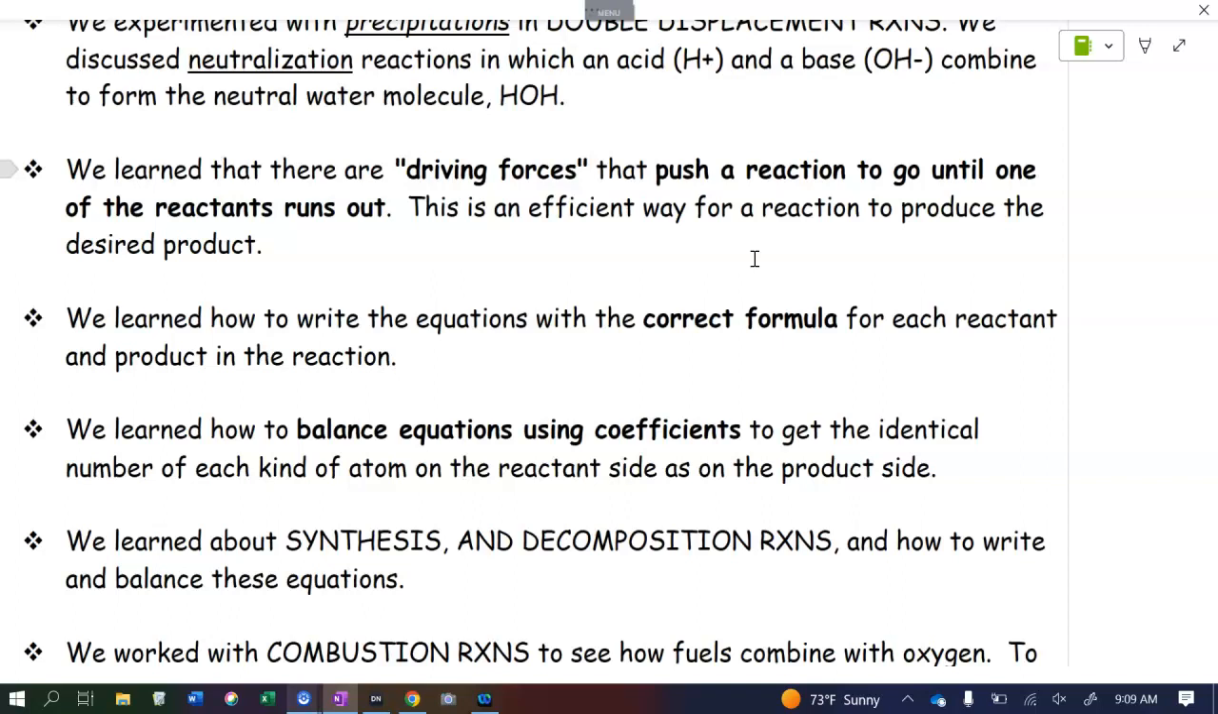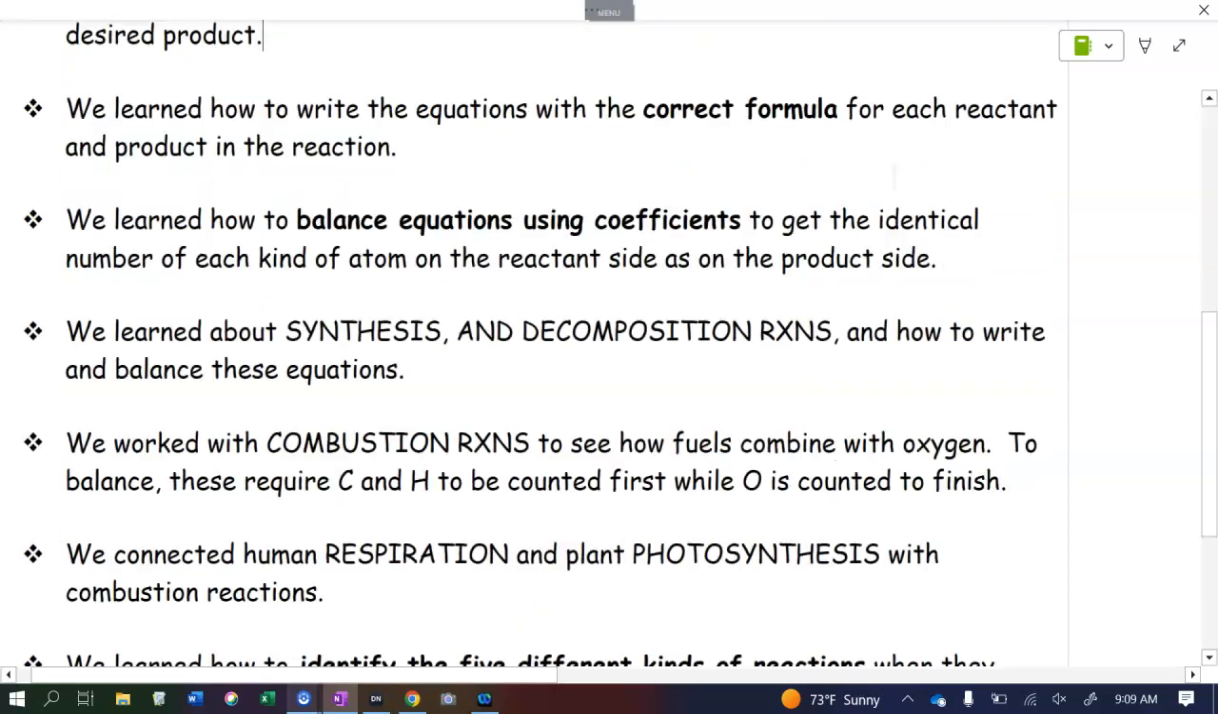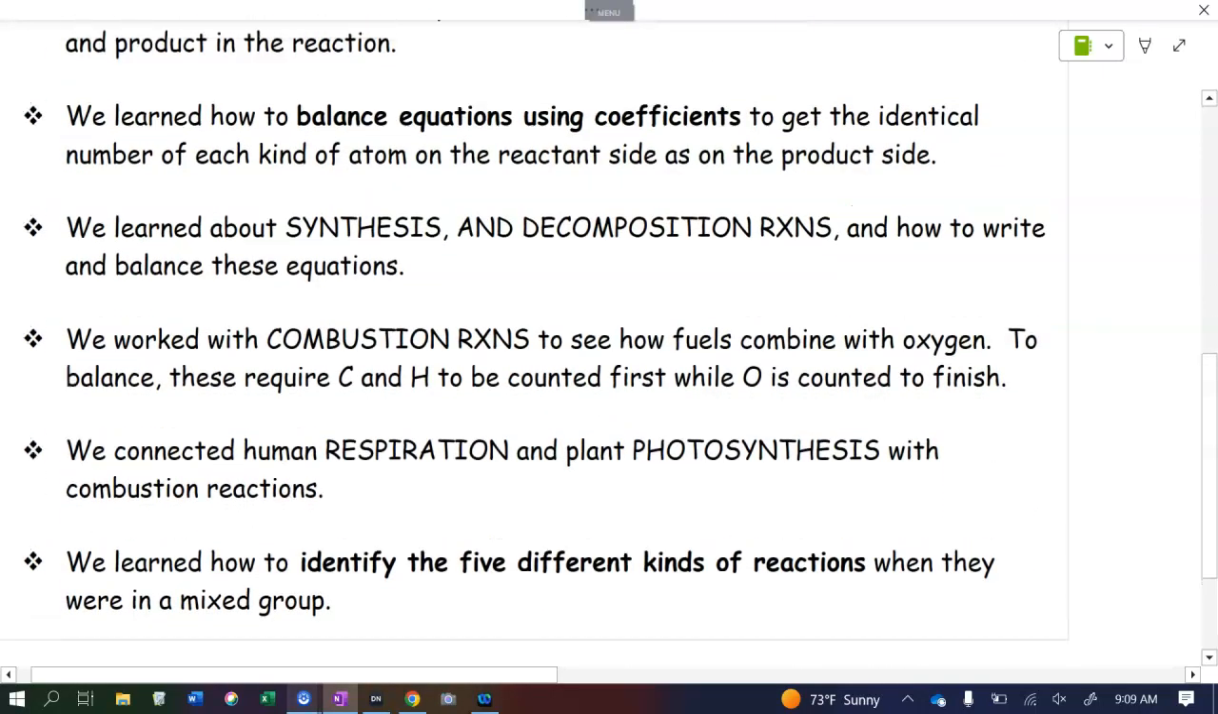And you know how we learned to write correct formulas using the charges on ions in an ionic compound. We also learned how many nonmetals were connected to each other when we did Lewis-Dot formulas. All right. We learned how to balance equations using just coefficients, the big numbers in front of the molecules, in front of the formulas, to get the identical number of each kind of atom on the reactant side as on the product side. That's called some sort of conservation. What kind of conservation is this?